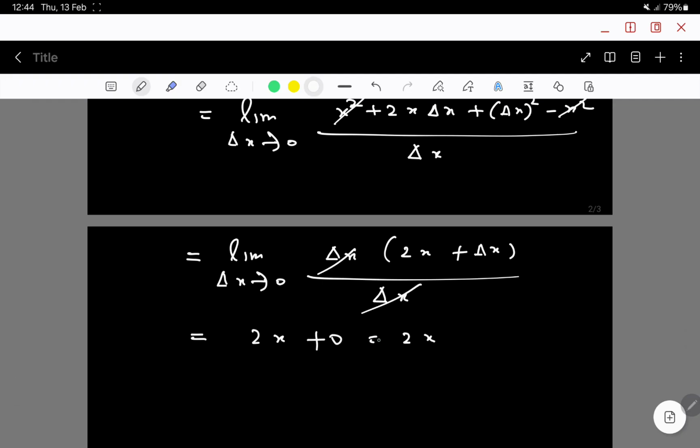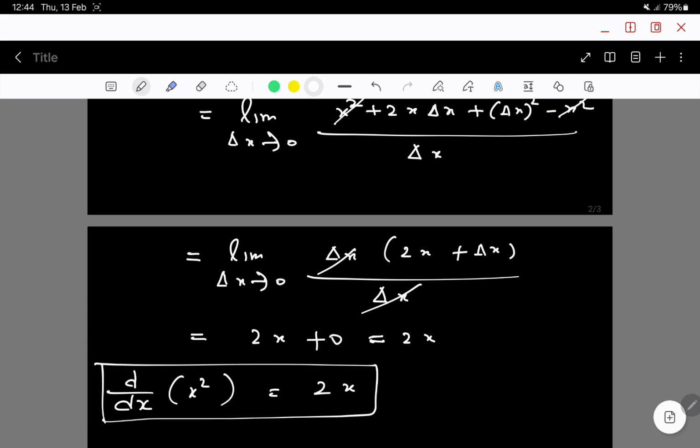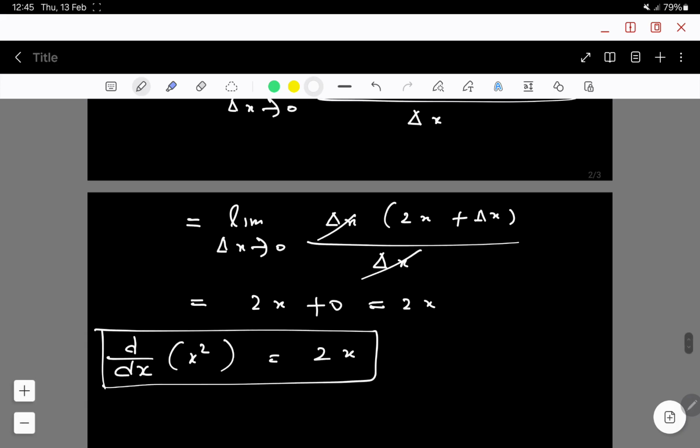So d by dx of x square is 2x. Differentiation of x square is 2x. What is the geometrical meaning of 2x? 2x is the slope of the tangent to the curve x square at a point x. That is the meaning. So every derivative is the slope of the tangent of the given function.